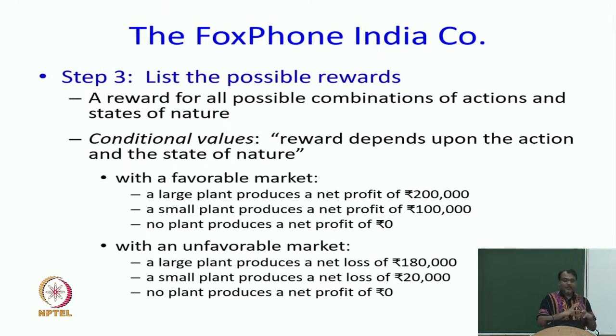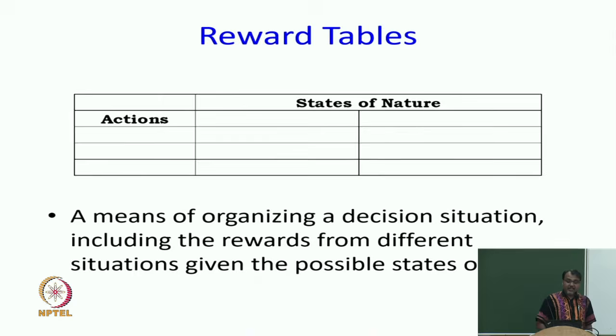Now, the next step is that you list all the possible rewards, a reward for all possible combinations of actions and states of nature. So, these are conditional values. The rewards depend on what you did and what the state of nature was. For example, if it is a favorable market, you make a net profit of 200,000 for a large plant, 100,000 for a small plant, and of course, if you do nothing, you get nothing. On the other hand, if you build a large plant and the market is unfavorable, you make a net loss of 180,000 for the large plant, 20,000 for a small plant, and of course, if you do nothing, there is no loss.